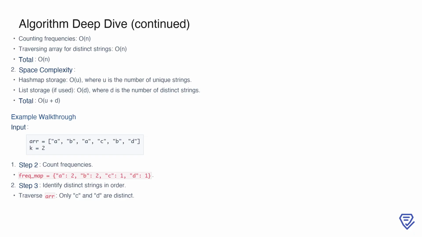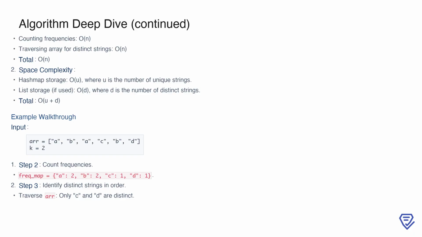First, counting the frequencies of strings using the hash map takes O(n) time, where n is the length of the array. Traversing the array again to identify distinct strings also takes O(n), resulting in a total time complexity of O(n). For space complexity, the hash map requires O(u) space, where u is the number of unique strings in the array. If we use a distinct_strings list to store distinct strings, it adds O(d) space, where d is the number of distinct strings. Therefore, the total space complexity is O(u + d).